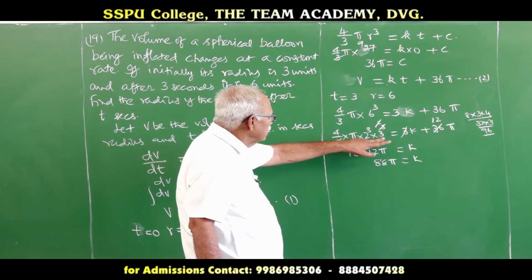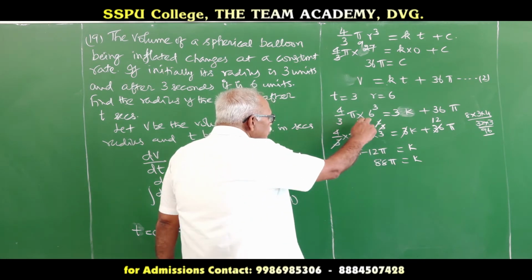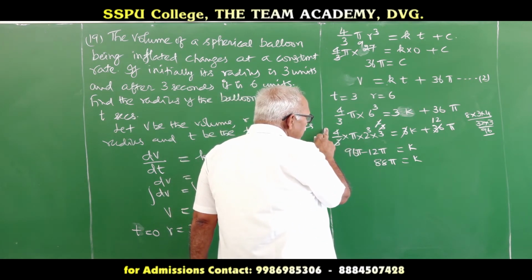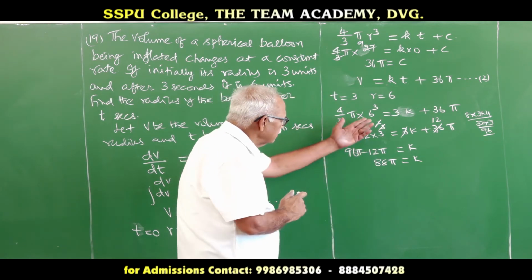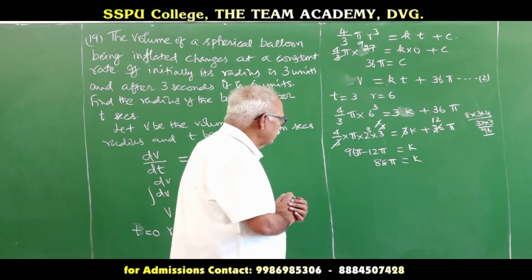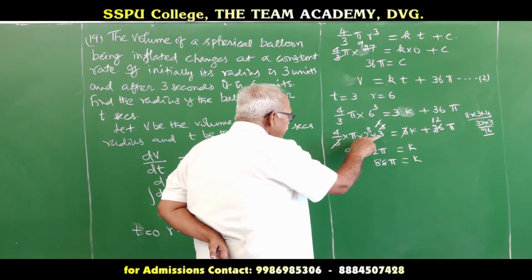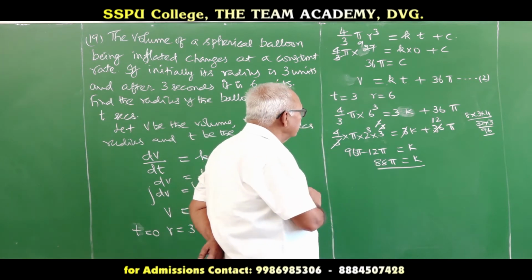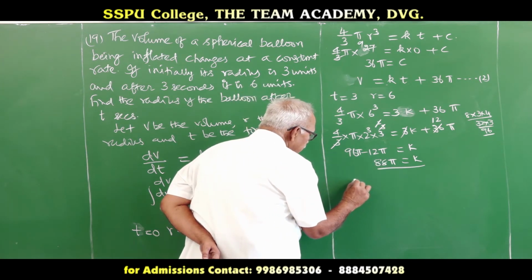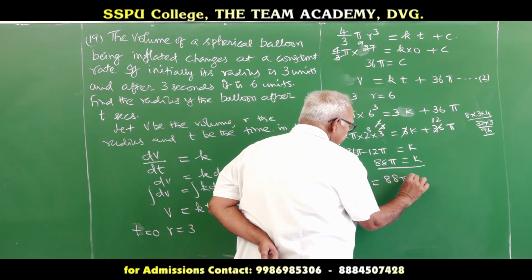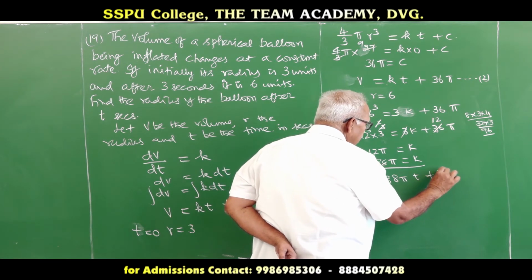Let us check this. 6 cube is 2 cube into 3 cube, so this is 8, and 32 is here. First we will cancel this 3, one 3 we can cancel, that is 3 square. Again we are dividing it by 3, so we get 8 into 3, 24 into 4, 96, 88 pi. Now this equation becomes V is equal to k, which is 88 pi, into t plus 36 pi.